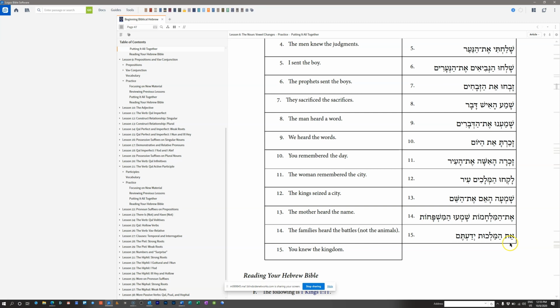All right, and then number 15, again, we've got et at the beginning. So this is going to be marking our definite direct object and then our verb. So et hamalchut yadatem. So yadatem is our 2MP form of the qal perfect yada, which is he knew. So yadatem is going to be you all, masculine, knew. Knew what? Knew the kingdom. Hamalkut.